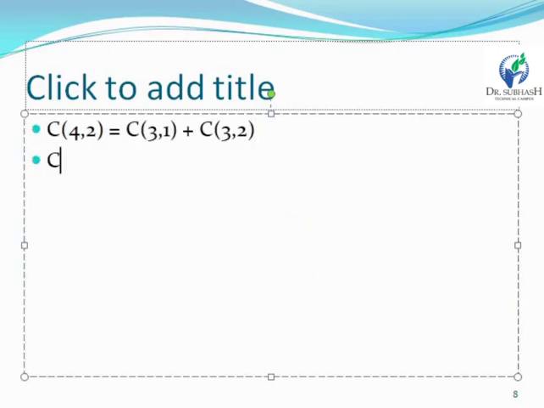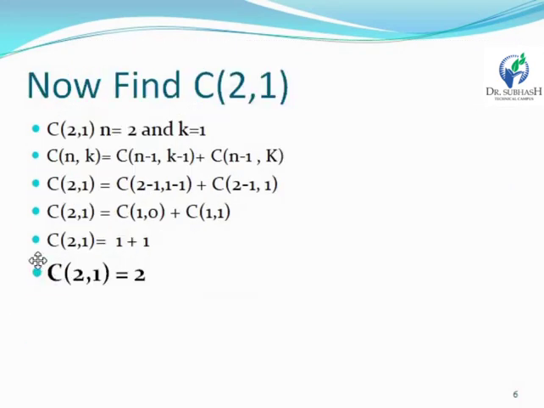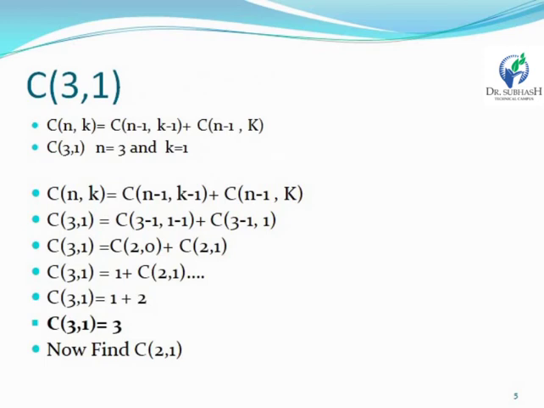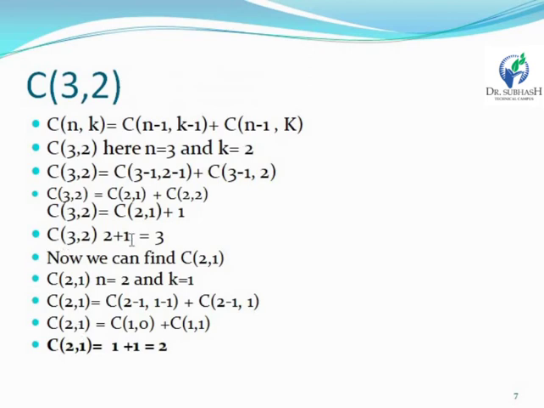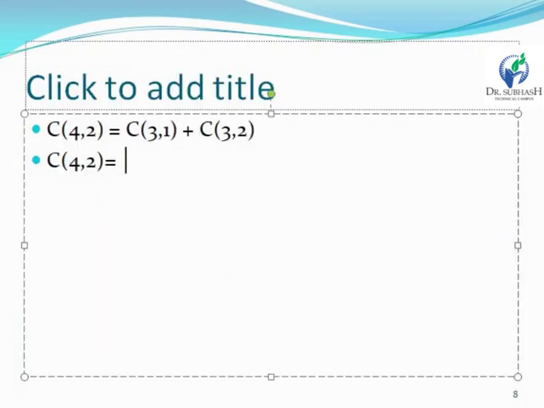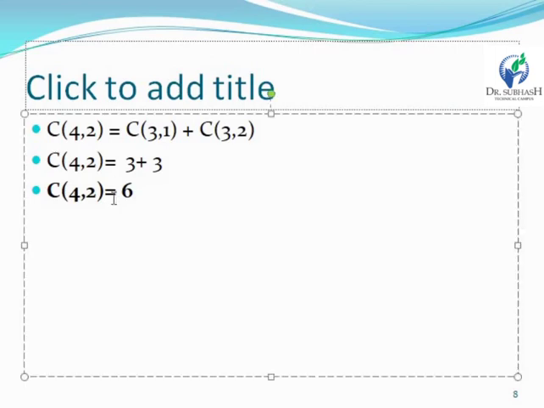Now C of 4, 2 equal to, you can find 3, 1 and 3, 2. 3, 1 equal to 3 and 3, 2 equal to 3. So you can just put 3 plus 3. Now C of 4, 2 equal to 6. Now this is the final answer of the binomial coefficient.